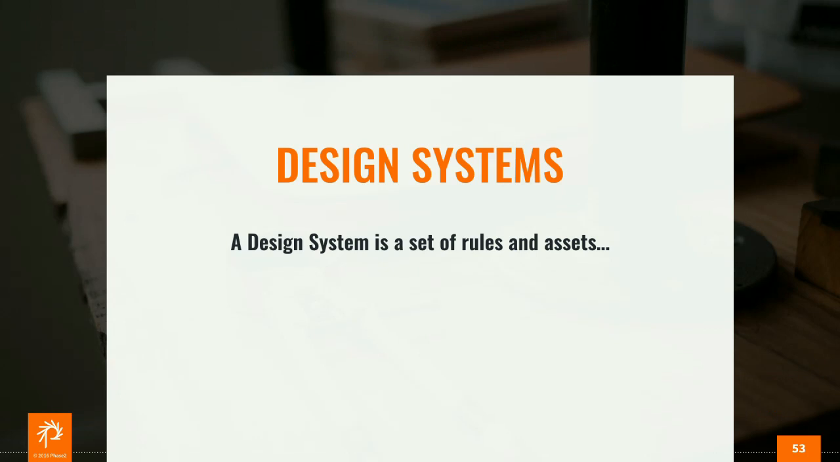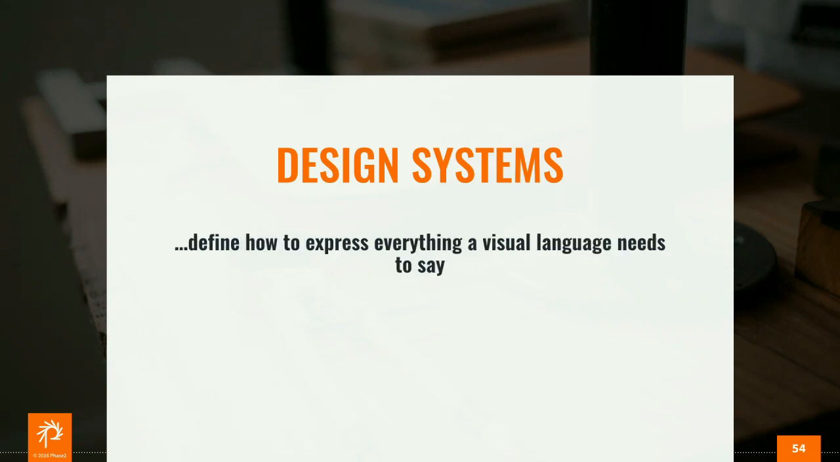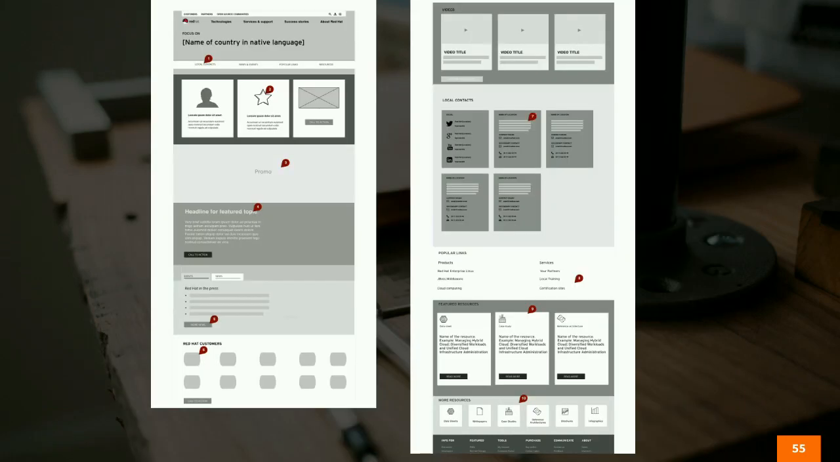So the first half of a design system's definition was a set of rules and assets. But that's only half of the definition. I think the second part is almost just as important, if not more. A design system defines how to express everything a visual language needs to say. I kind of had to cram this in here, but let me try and explain what this means. Our visual language wants to say a lot of stuff. We want to express lots of things to our user.